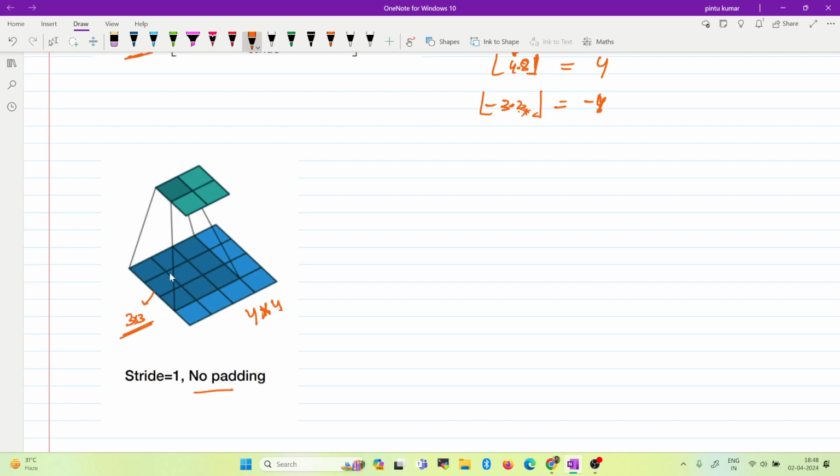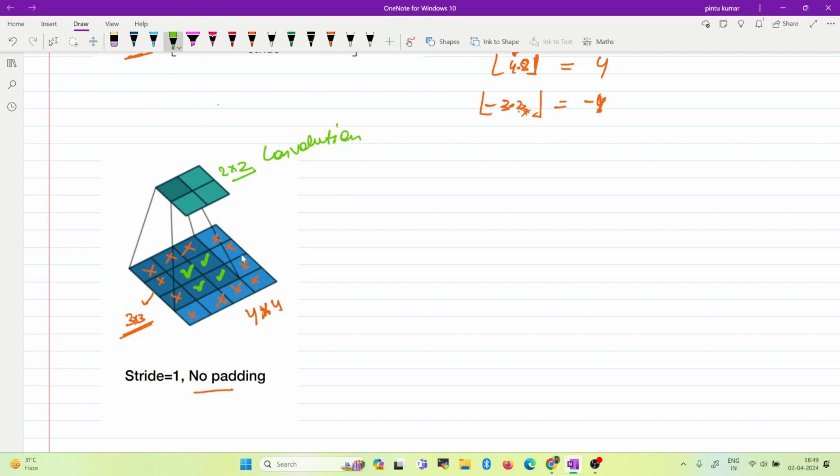So you can see you can't apply your filter at these points that I am crossing out, because you can't fit a 3 cross 3 keeping these points in the center. So the only points that are left where you would be able to apply your convolution are the middle ones. Because of these middle points, you will get a 2 cross 2 convolution feature.